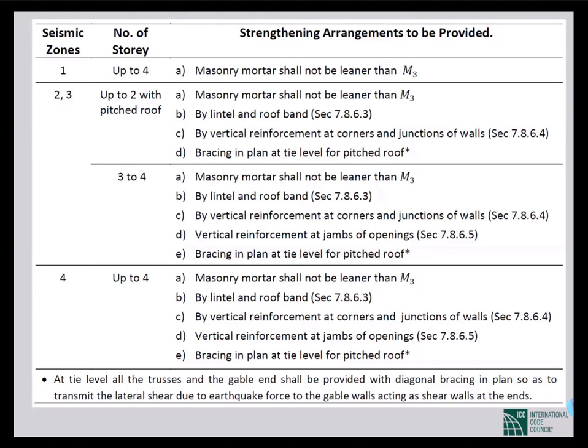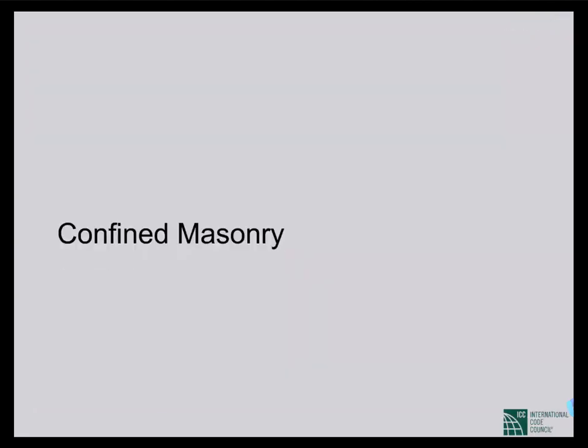Similarly, for higher buildings, we have additional requirements. Vertical reinforcement and jambs of openings have to be provided, etc., etc. So relevant sections are also mentioned in this table. For strengthening purposes of unreinforced masonry construction in different zones of different heights, we can consult this table and design accordingly.